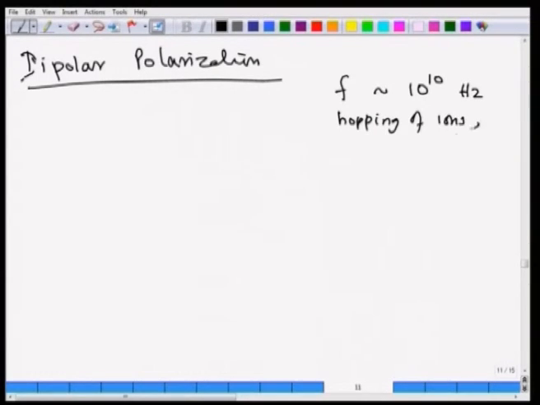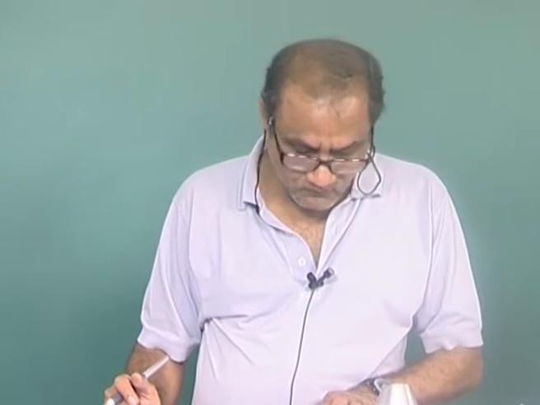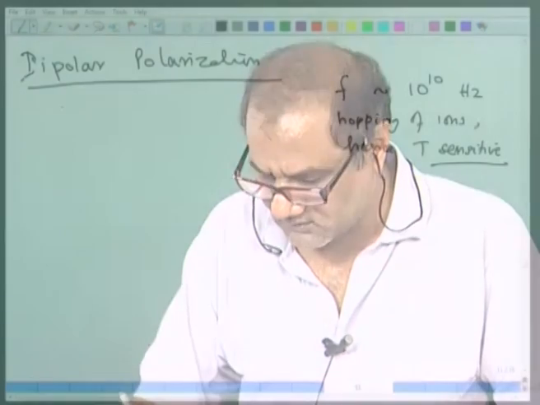ions, hence temperature sensitive. This is a very temperature sensitive mechanism, which we will see in some non-linear dielectrics. We will see this mechanism playing an important role. So, the way one can explain is that suppose you had two different polarization sites. Let me plot like this.